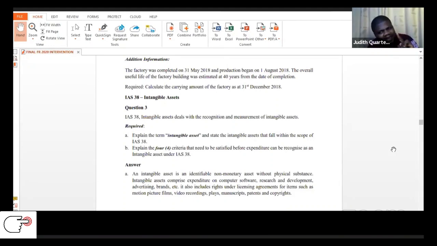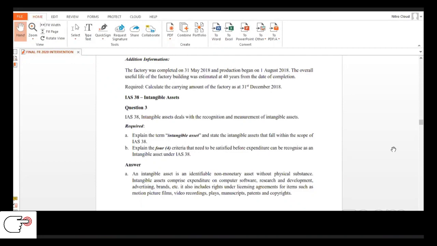Madam, are you there? Then two. If it is a low value asset. If it is a low value asset, very important.